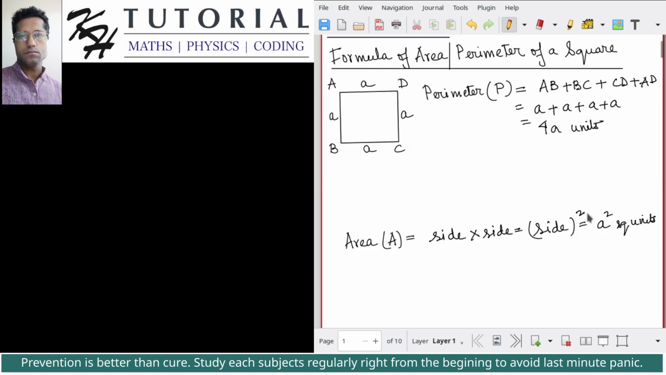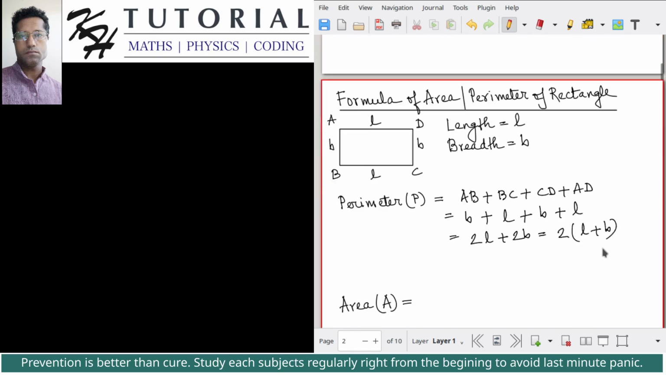Okay. So you can remember for a square that the perimeter is equal to 4 times side. Now by side I mean the length of each side of the square, and the area is side into side, or side square. So this is the basic formula in the descriptive way of the perimeter and area of the square.